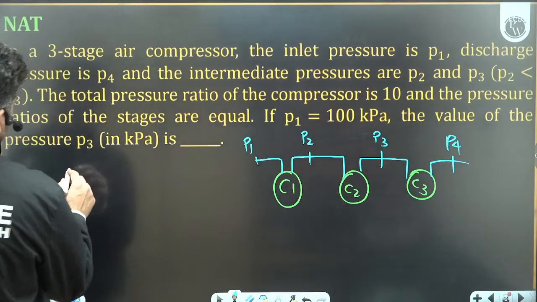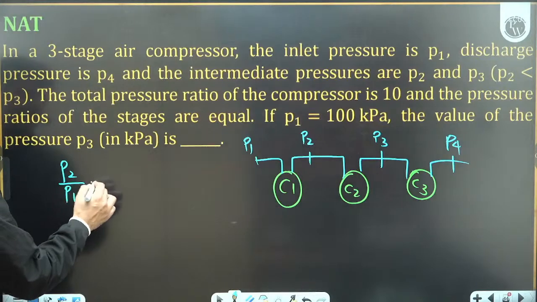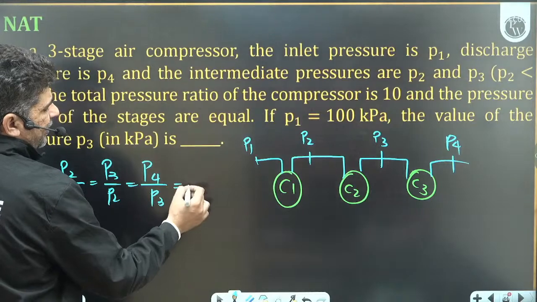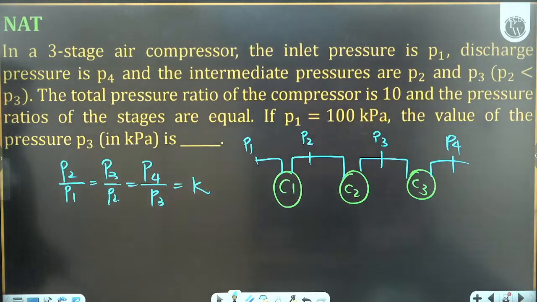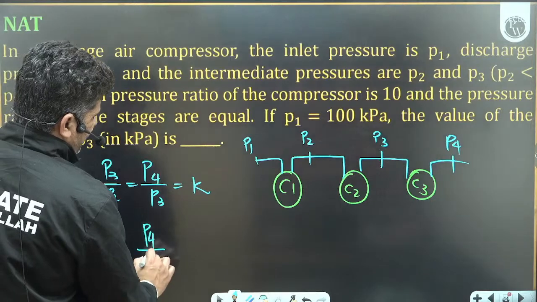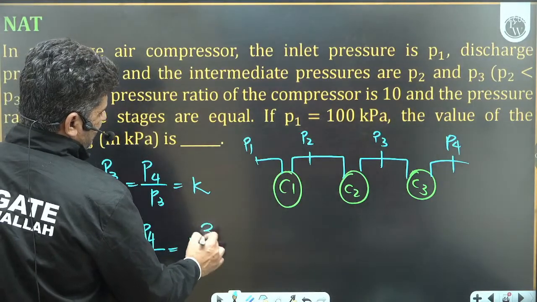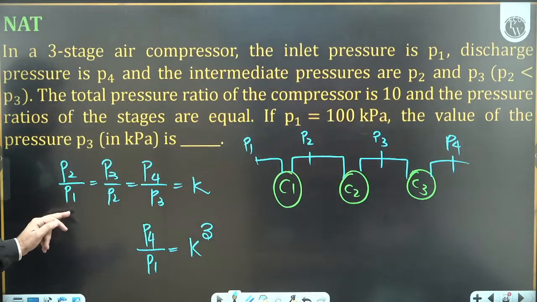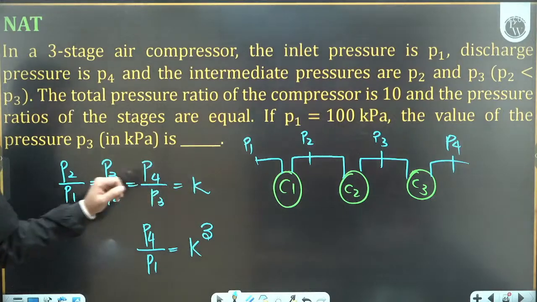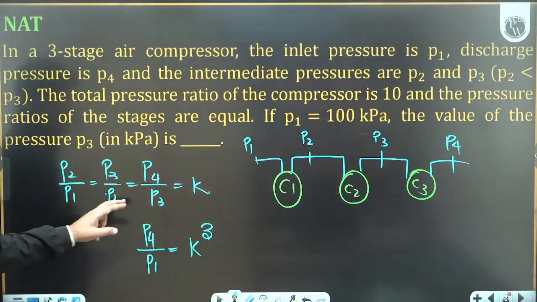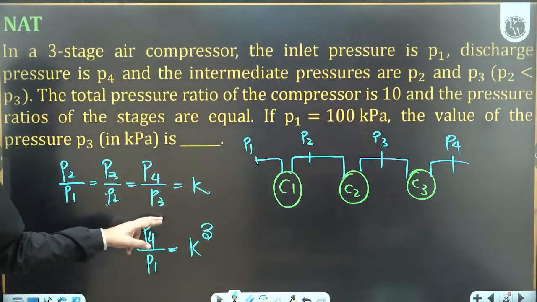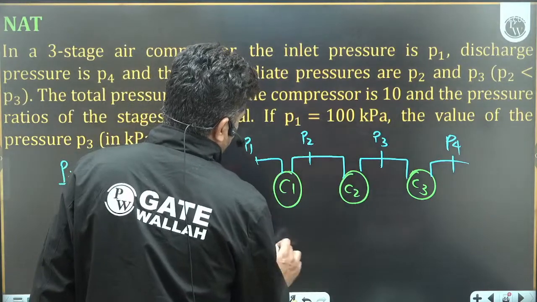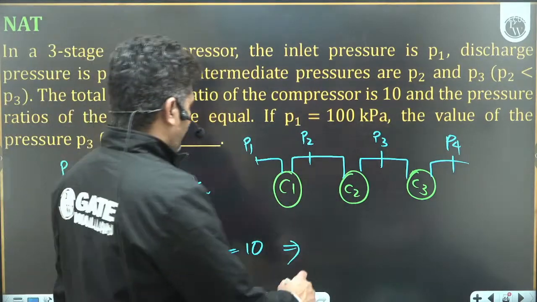So we know that the pressure ratio is the same. That means P2 by P1 is equal to P3 by P2 equal to P4 by P3. That is constant K. So from this relation we can calculate P4 by P1 is equal to K to the power 3. So you can write P2 is equal to P1K. Then you can put P1K over here. P3 will become P1K square. P4 will become P1 K cube. So P4 by P1 is equal to K cube, and it is given as 10. So from here you can calculate the value of K.